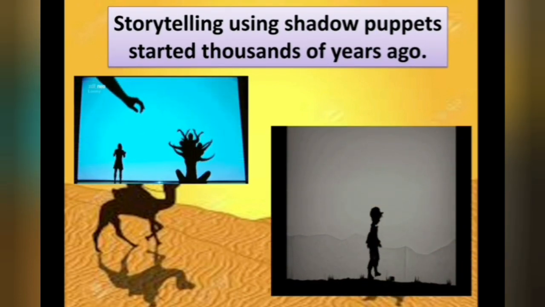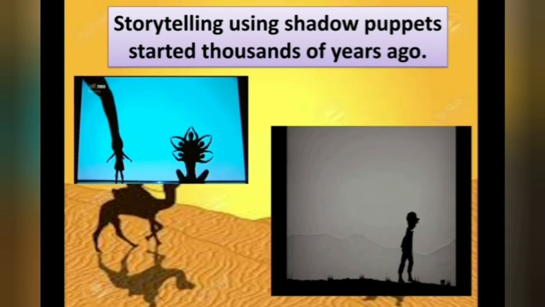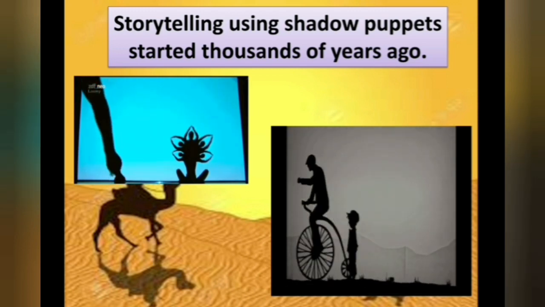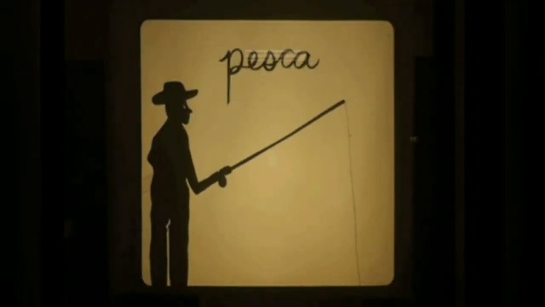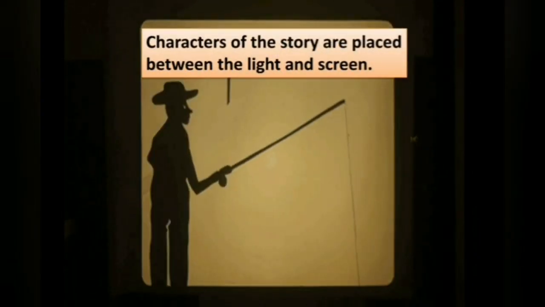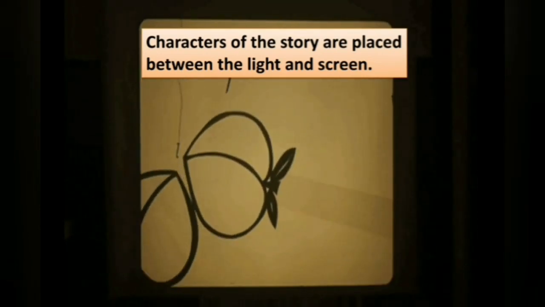Storytelling using shadow puppets started thousands of years ago. Characters of the story are placed between the light and the screen.